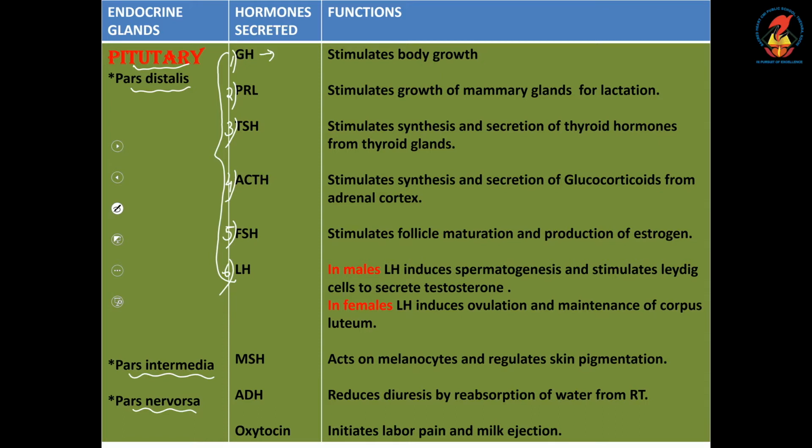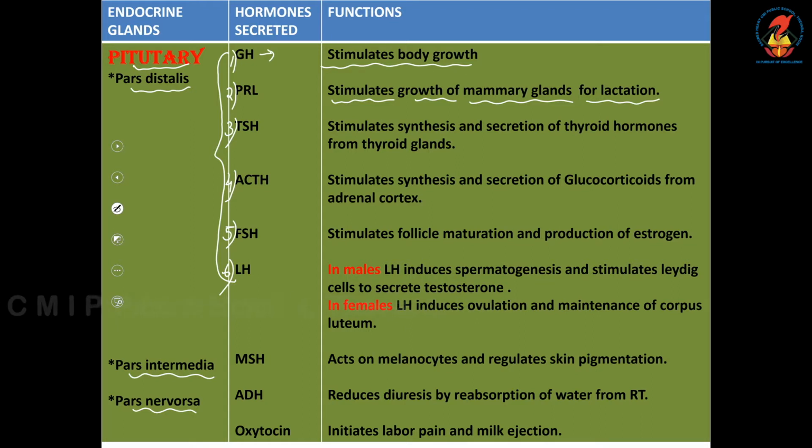GH is growth hormone. It stimulates the growth of the body. PRL stands for prolactin. It stimulates the growth of the mammary glands for lactation. This is after parturition. A lot of prolactin is released to enable lactation of the young one.